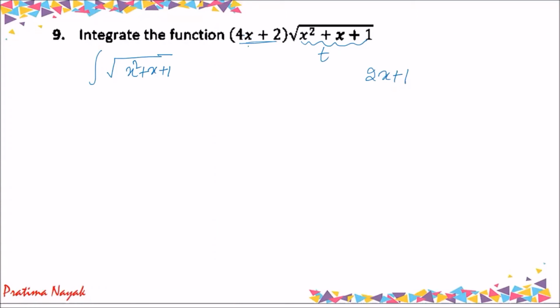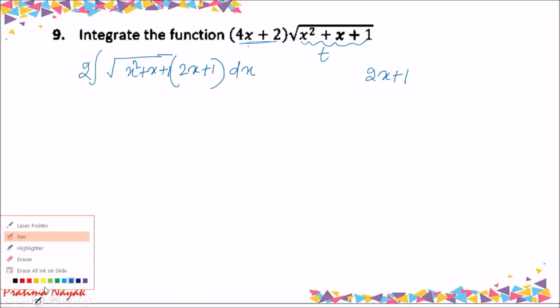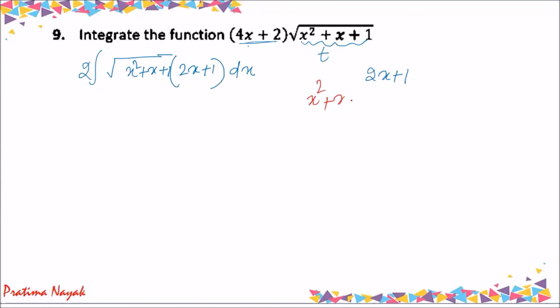So I can take 2 common. I am taking 2 common, making it 2 into 2x plus 1 into dx. Now it will become simple. Sometimes in a question you have to think in this way also. You can do first: x square plus x plus 1 is equal to t. Then 2 into 2x plus 1 into dx is equal to dt.